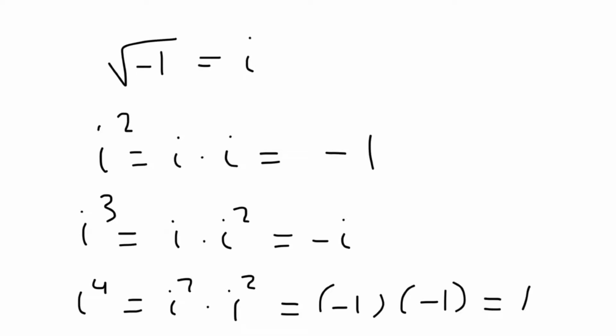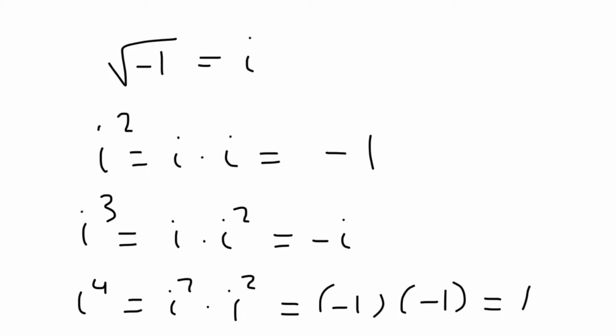Okay? So what is i? It is the square root of -1. When you square it, you're going to get -1. That was what caused the problem. And then i cubed is -i. Okay? And i to the power 4 is 1.